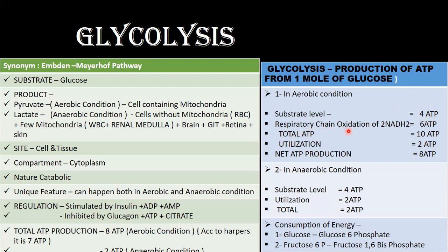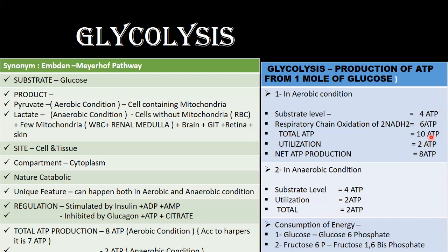When we go to respiratory chain oxidation, 6 ATP are produced. So the total is 10 ATP. You might wonder how this 6 ATP is produced: we have 2 NADH, and 1 NADH contains 3 ATP, so with 2 moles we have 6 ATP production. So the total ATP produced is 10 ATP, but we utilize 2 ATP.